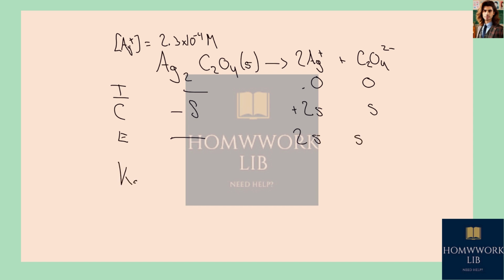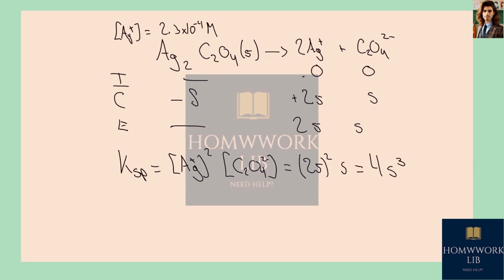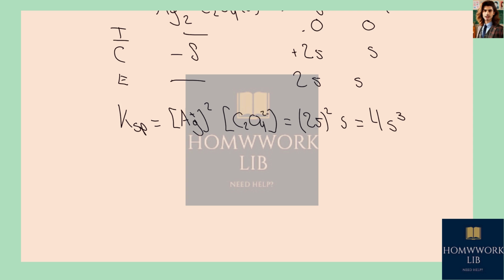Now, the definition for KSP for this system is going to be equal to the concentration of silver plus squared times the concentration of C2O4 2 minus directly. If we replace this with the values that we find at equilibrium, this is going to be equal to 2S squared times S. That is going to give us 4S cubed. So, in order to know the value for KSP, we simply need to know the value for S.